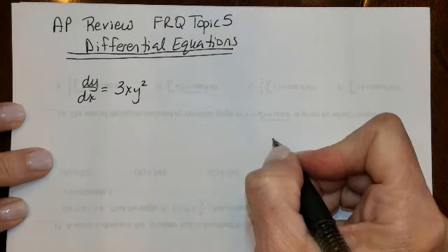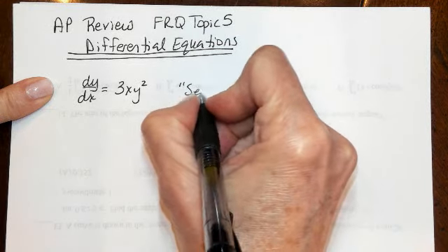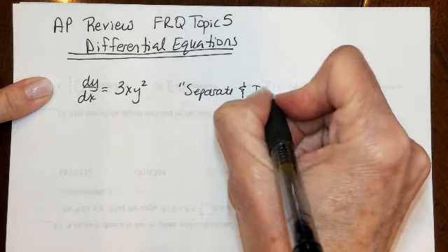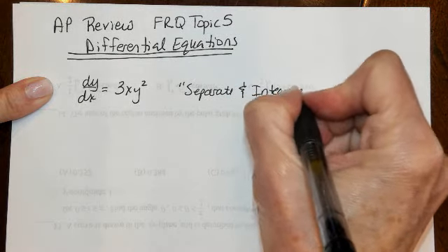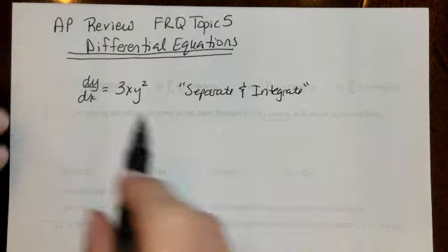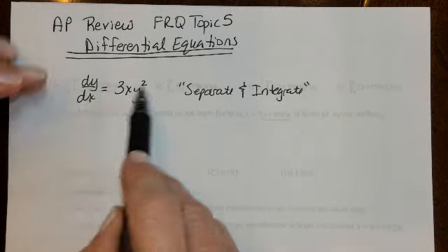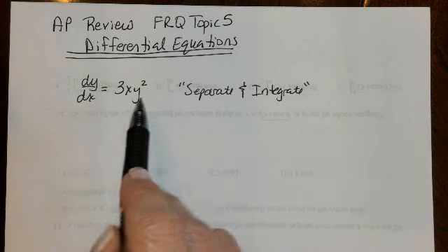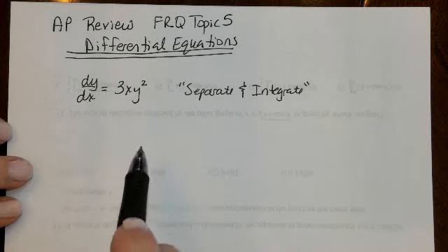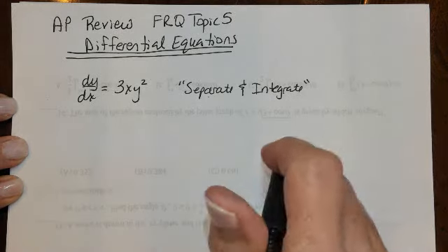Our phrase that we like to use to solve a differential equation: you separate and then integrate. So we want to use algebra to move all of our y's on the left-hand side with the dy, and we're going to multiply both sides by that dx, so we have all the y's on the left and all the x's on the right. So, separating, and then after that we will integrate both sides.